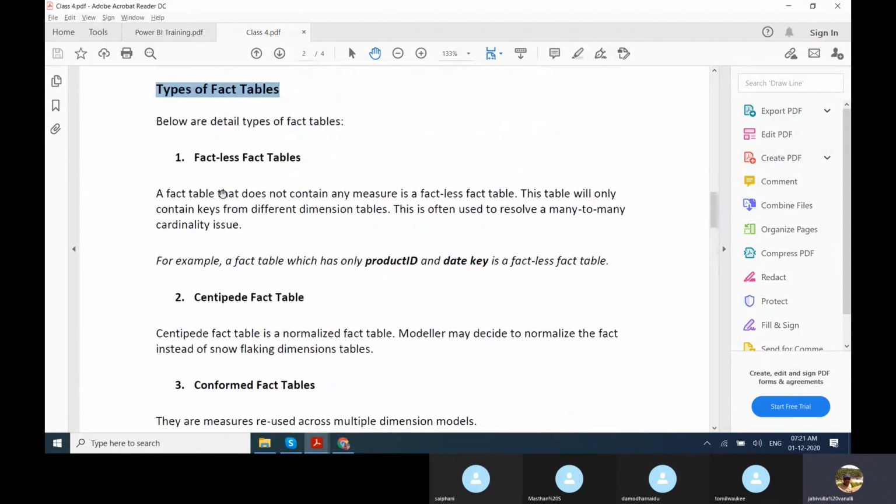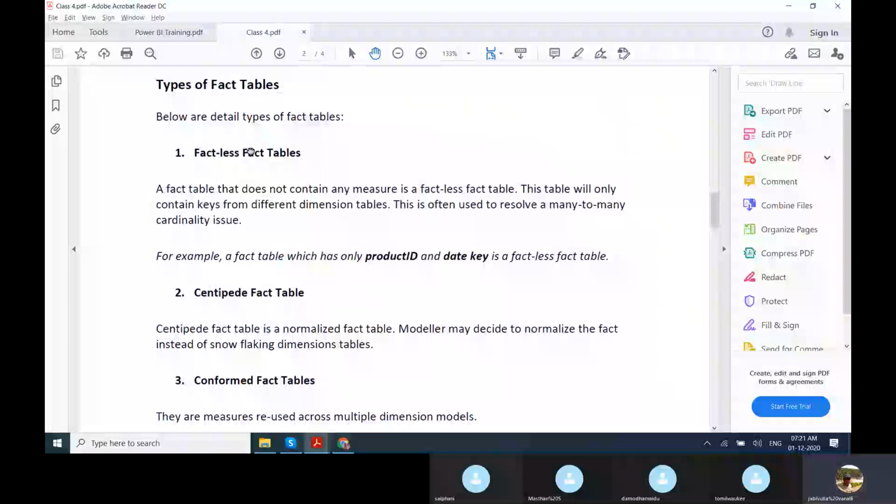So first one is factless fact table. Fact, in the name itself it is there, factless fact table. A fact table that does not contain any measure is a factless fact table. This table will only contain keys from the different dimension tables. This is often used to resolve many-to-many cardinality issues.